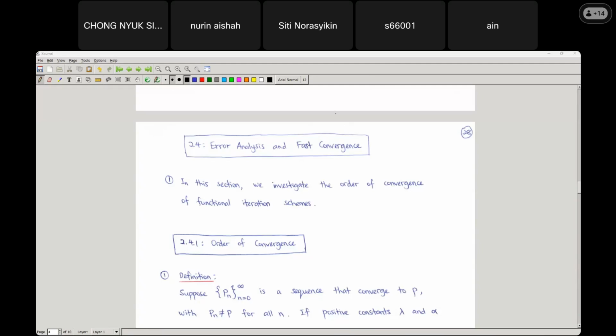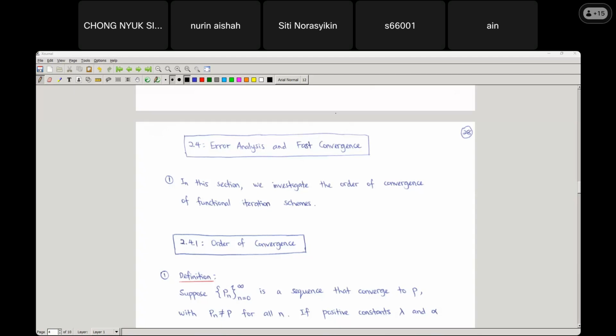Now, as I told you at the beginning of this course, because our solution is an approximate solution and not an exact solution, the approximate solution compared with the exact solution might have a difference. So this difference is called error. What we're going to discuss in section 2.4 is some analysis based on the error generated from the numerical methods, and then how fast it converges.